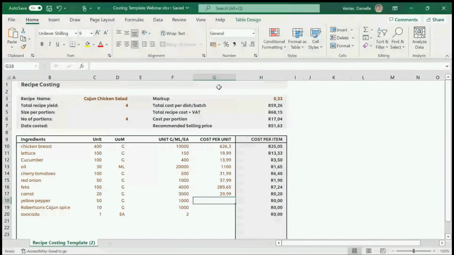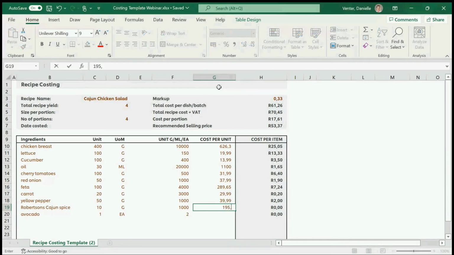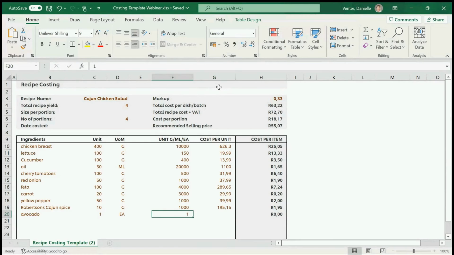Would have said that's very expensive for carrots. Yellow pepper, 39 Rand 99 per kilo. And the Robertson's Cajun spice, we're paying 195 Rand 15 per kilo. And then an avocado, we are paying for about 24 avocados. We're paying about 120 Rand from a supplier at the moment.